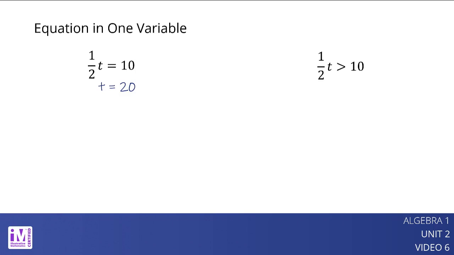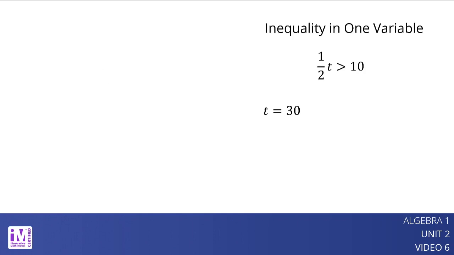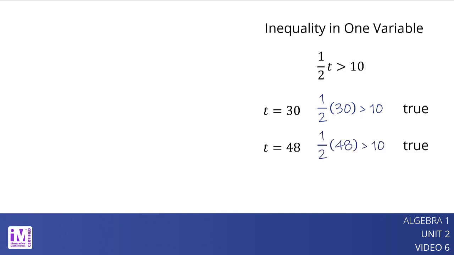1/2 t is greater than 10 is an inequality in one variable. Any value of t that makes the inequality true is a solution. 30 is one solution. 1/2 times 30 is greater than 10 is true. 48 is also a solution. 1/2 times 48 is greater than 10 is also true.